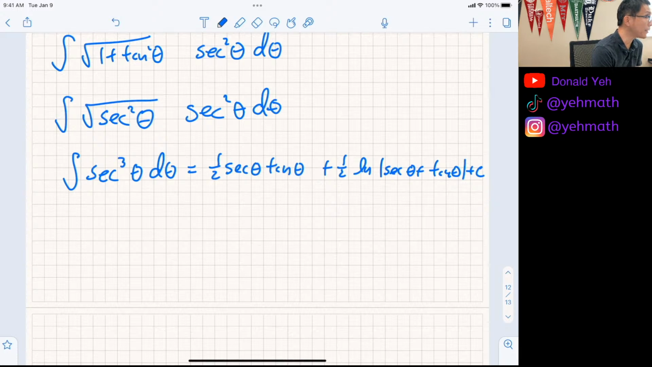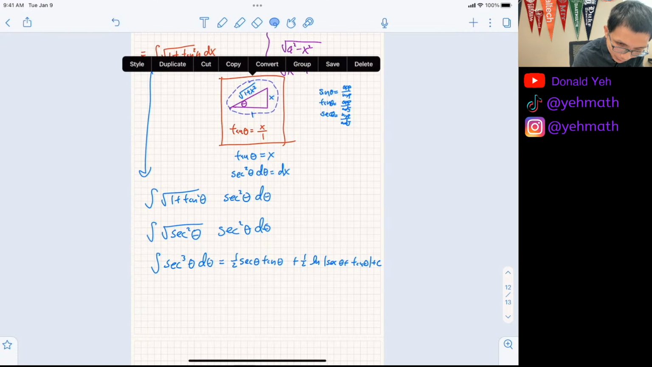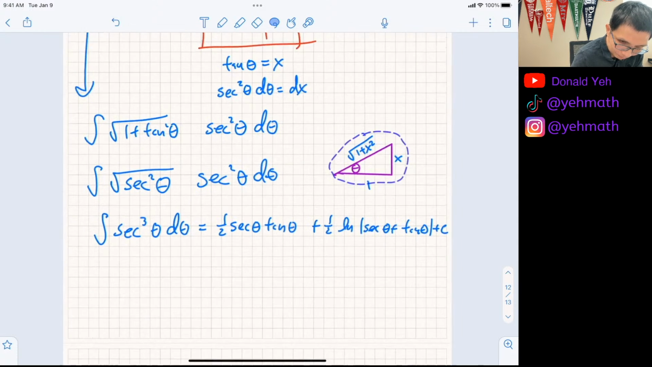The problem is, it looks like we're done, but it's not. You have to change it back to x. Okay, so let's recopy this triangle. I'm lazy, so I'm going to copy and paste it here and use it as a reference.